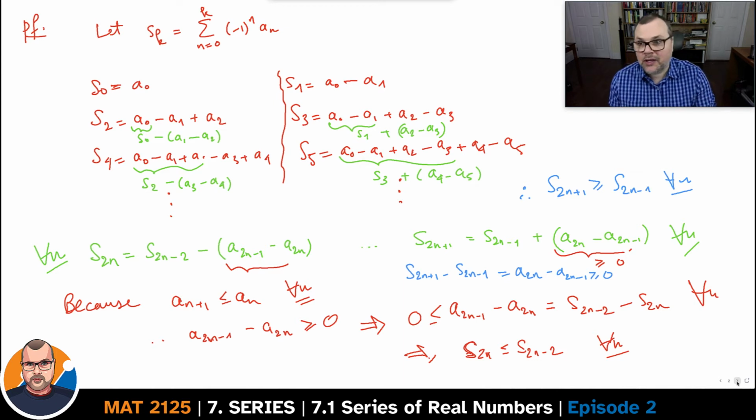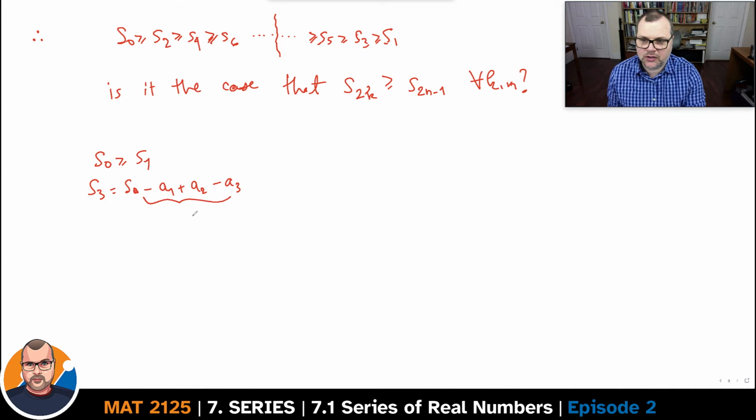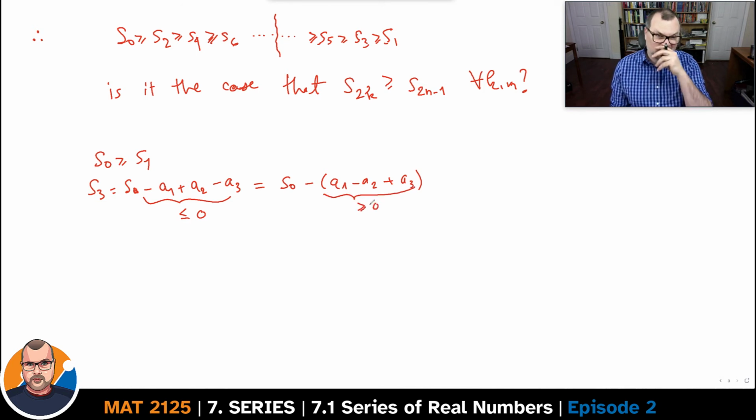Well, S3 here is S0 minus A1 plus A2 minus A3. If this quantity here is negative, then we will have that S3 is S0 plus a negative number, hence S3 will be smaller than S0. Is that the case? Let me rewrite this slightly differently: S0 minus A1 minus A2 plus A3, and so we're looking for this quantity here to be positive.